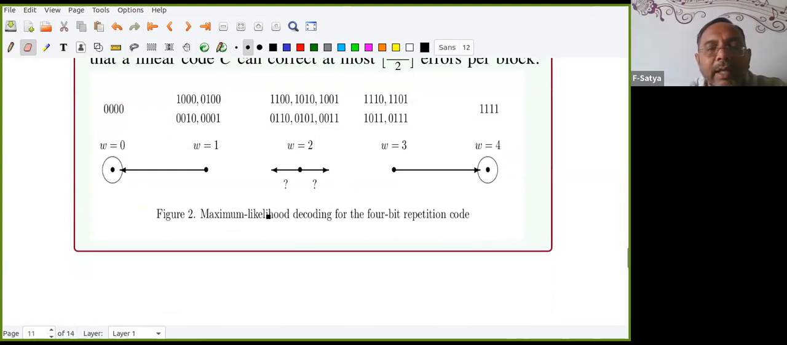Now if 1 error occurred, I can easily map. If weight is 3, I will decode it to 111, right? But if the weight is 2, where do I have to map them? There is a question mark. So that's why the bound is (d minus 1) by 2, with d equal to 4, the distance between these two code words. The code words are circled, right? Whatever I'm conveying, I'm showing with the picture.